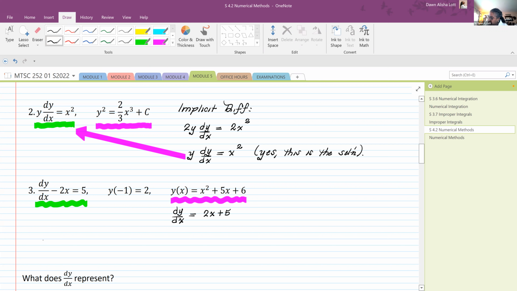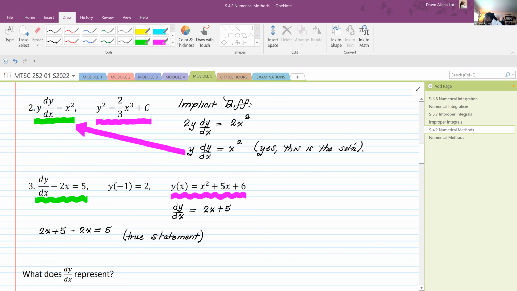So now let's put it over here. For dy dx, I get 2x plus 5. If I subtract 2x, that does indeed equal 5. Again, it is a true statement. So that lets me know this indeed is the solution. So the solution will work inside the equation.